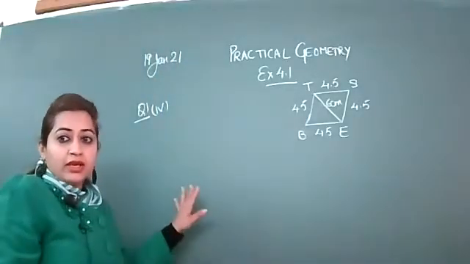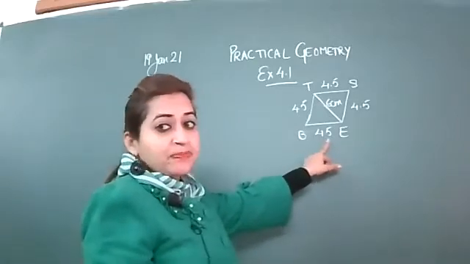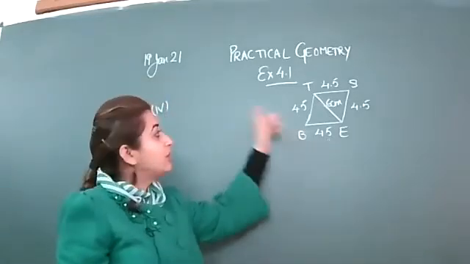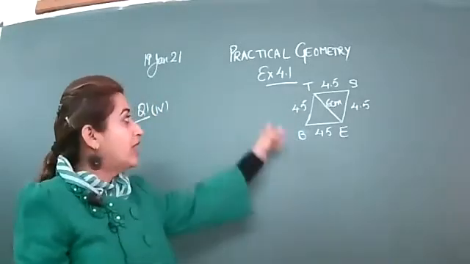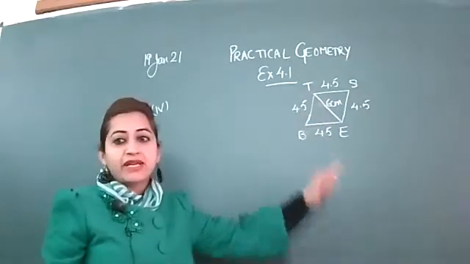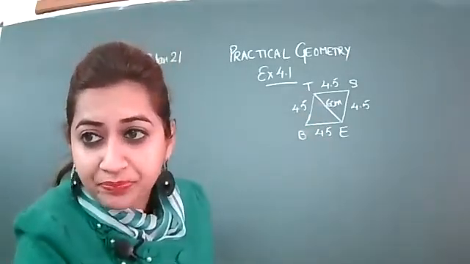Now, listen beta. This question we were doing, I have drawn a rough figure. All sides of a rhombus are equal. So you will write here this result, all sides of rhombus are equal. That's why I have written each side as 4.5 centimeter. Now, let's start with the base.